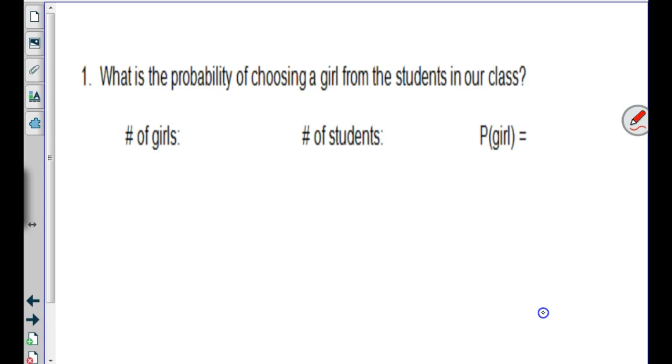All right. So what's the probability of choosing a girl from the students in our class? 2, 3, 4, 5, 6, 7, 8, 9 girls. 1, 2, 3, 4, 5, 6, 7, 8, 9, 10, 11, 12, 13, 14, 15, 16, 18 total students. So 9 out of 18, or one half. Okay. And I don't care if you use a decimal or a fraction. I'm not going to be picky.